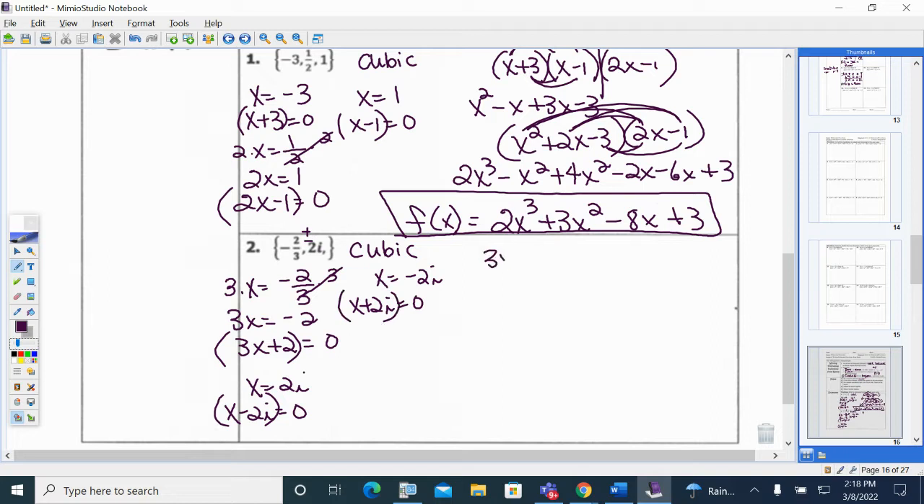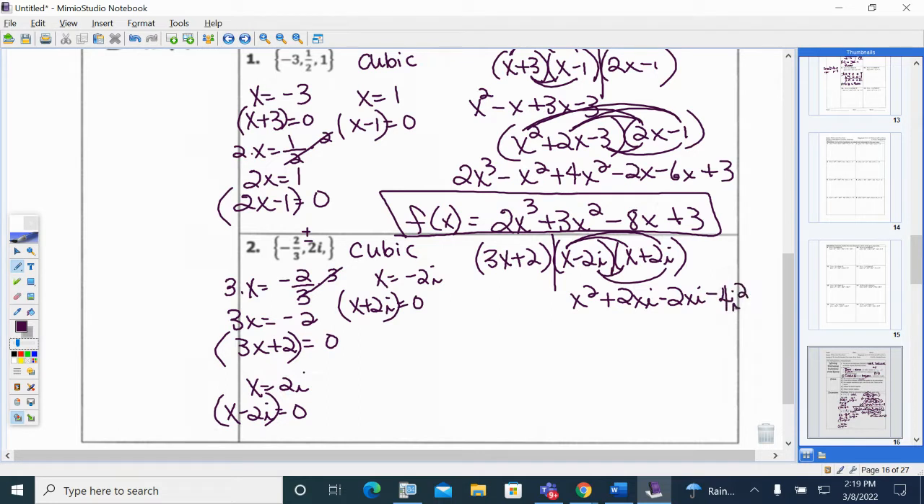So I'm going to take my 3x plus 2 times x minus 2i times x plus 2i. And hopefully you're still listening. When you go to multiply this, make sure that when you have i's or radicals, you multiply those things together first. So I'm going to multiply my x minus 2i times my x plus 2i. X times x is x squared. X times 2i is a positive 2xi. Negative 2i times x is a negative 2xi. And then negative 2i times positive 2i is a negative 4i squared.